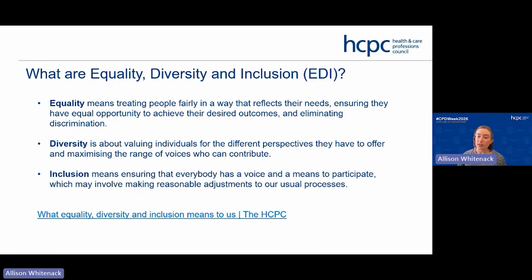Under the Equality Act of 2010, we have a legal duty as a public body to have due regard to the need to promote equality of opportunity, eliminate unlawful discrimination, and foster good relations between key equality strands. And these strands include age, disability, sex, race, religion or belief, sexual orientation, gender reassignment, and pregnancy and maternity.